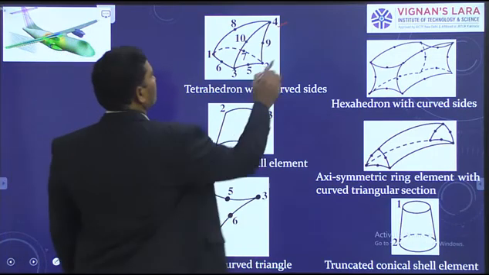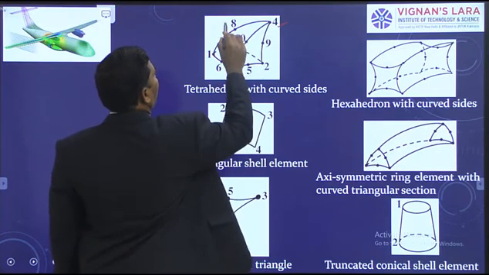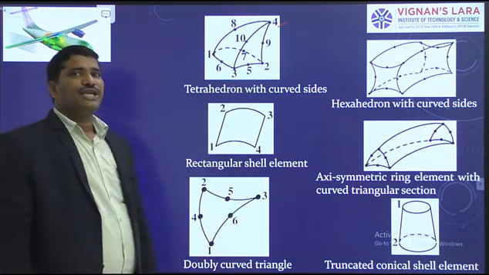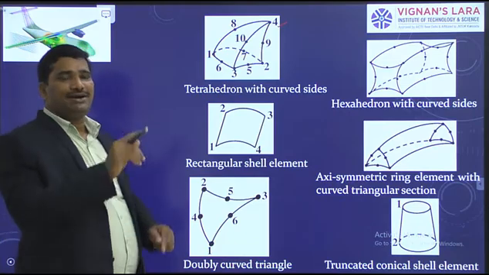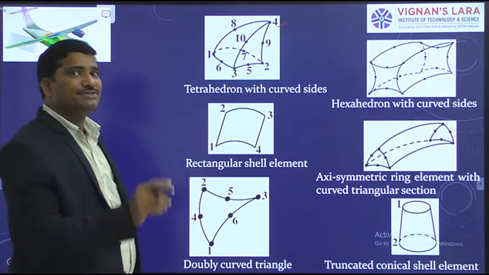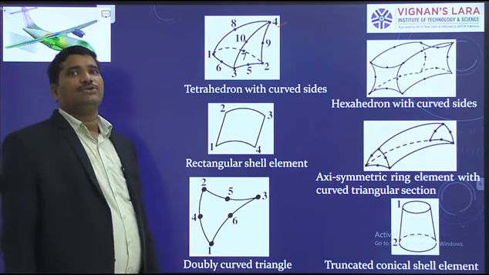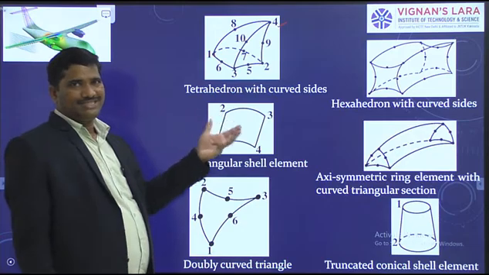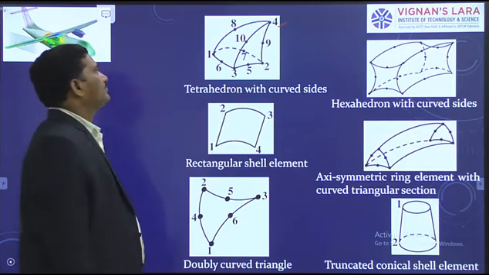Next. 5, 6, 7, 8, 9, 10. 6 nodes on the mid-sections of the edges of the element. In total, how many nodes are there? 10 nodes. This is a higher order element, which is a three-dimensional element, a tetrahedron with curved sides.